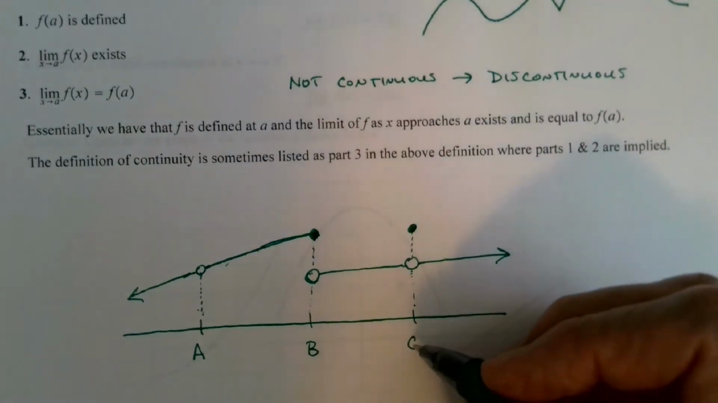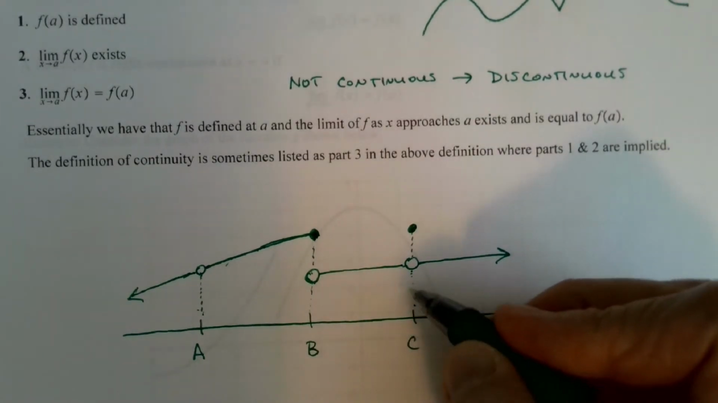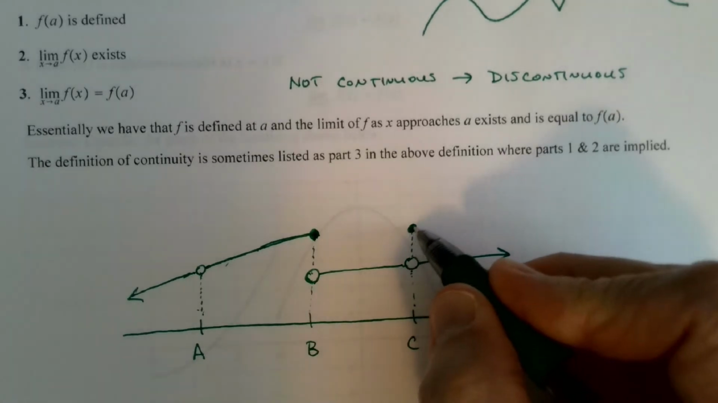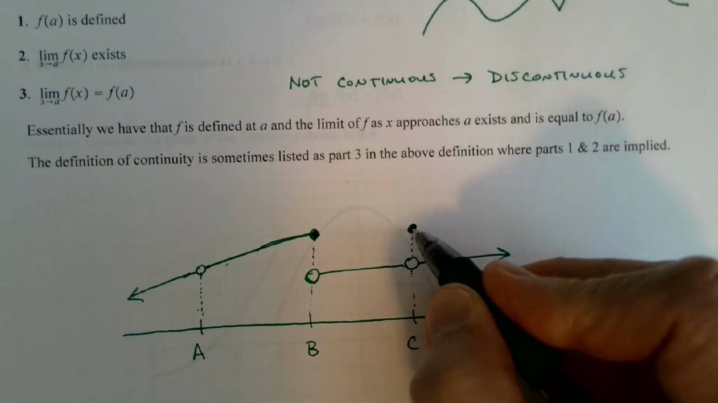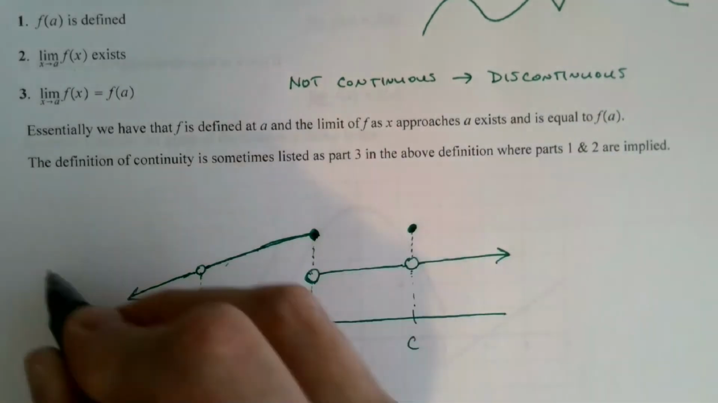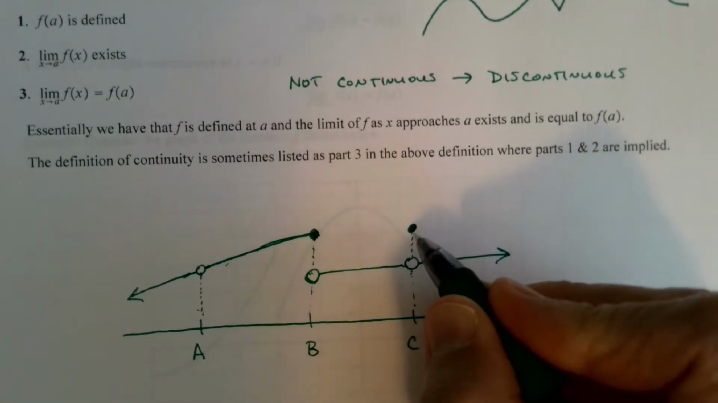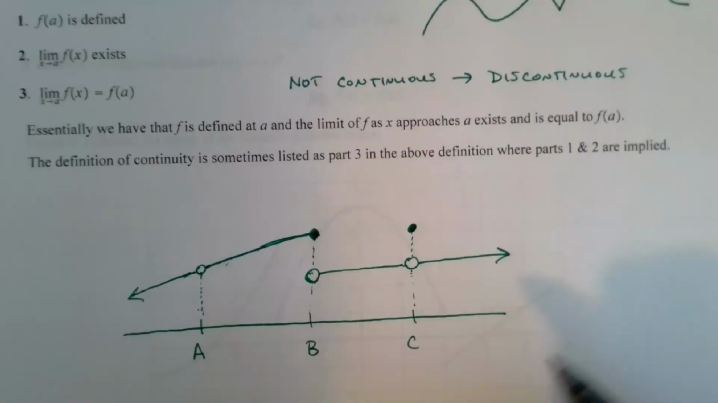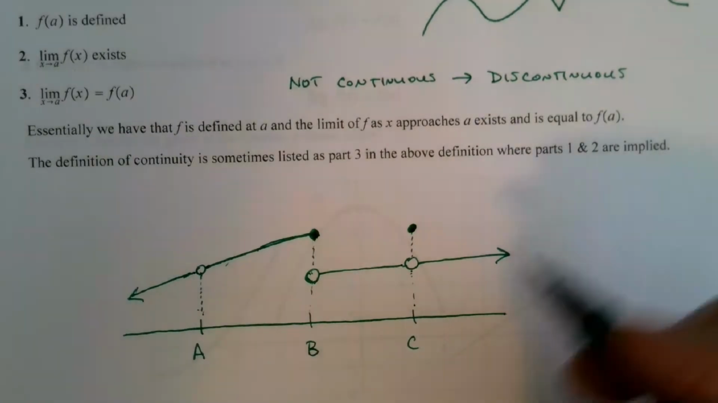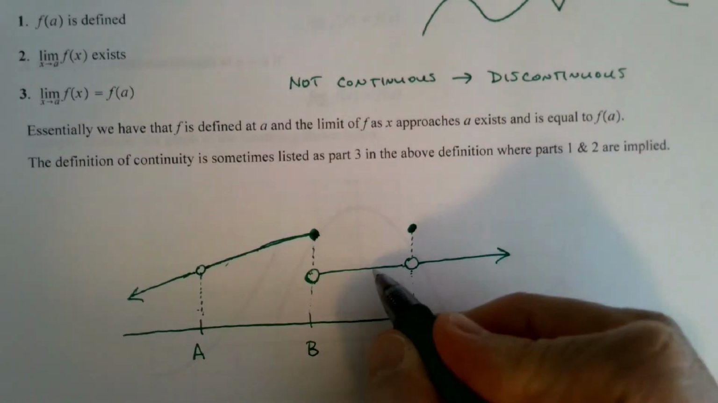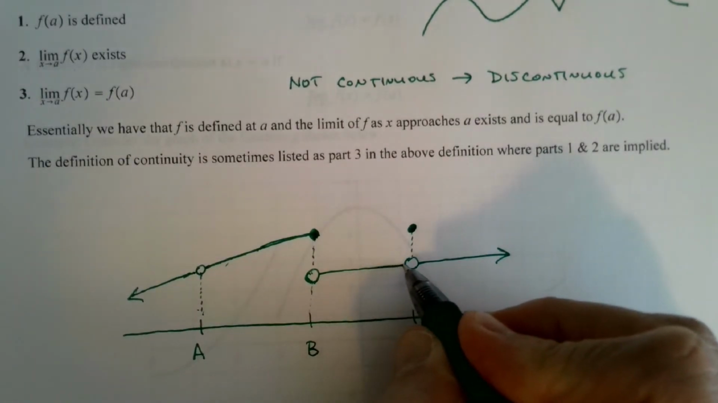Here at C, what happens? Is the function defined at C? Yeah, right here, this point right up here. That's the value of the function at C. Whatever the y-coordinate, come over here to the y-axis, what's that height? That's the value of the function, so the function is defined. What about the limit? Does the limit exist? Well, as I approach C from the negative side, where am I going to? I'm going right to the hole here.